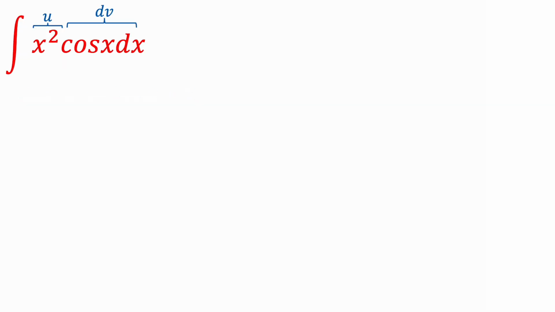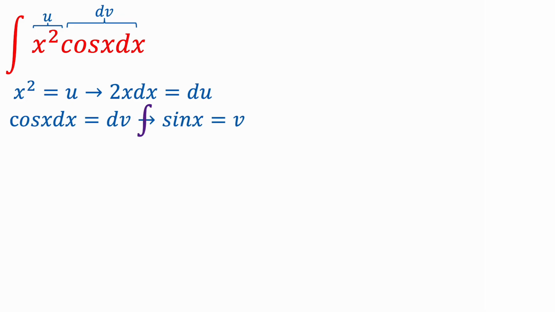As we mentioned, we will take x squared as u and continue from there. So its differential, that is 2x dx, became du. I will keep this in mind. I took cosine x dx and assigned it as dv. Now I integrate both sides of this equation and the result is sine x equals v. Okay. Now let's write the formula.